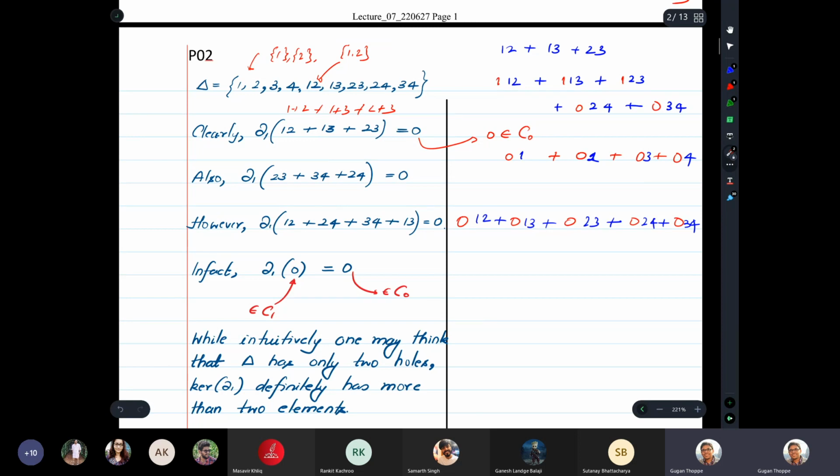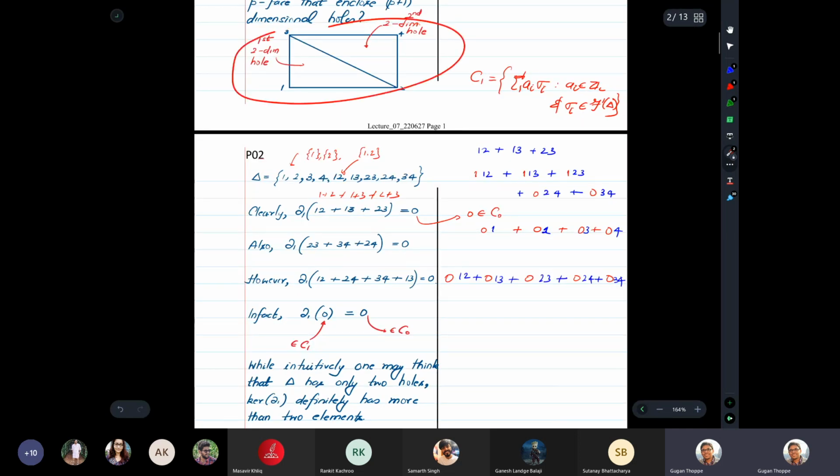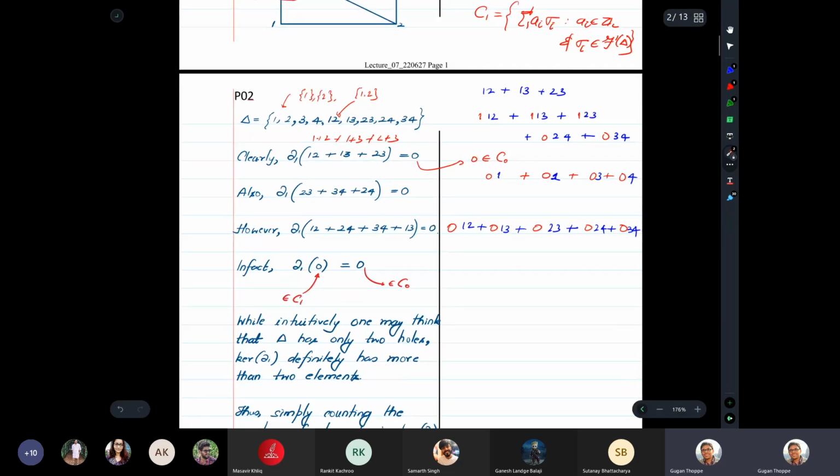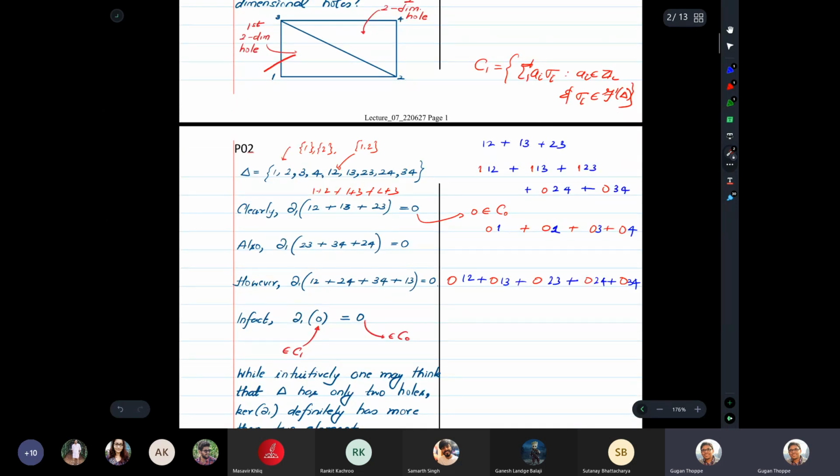As I said, at a level of intuition, one may believe that this simplicial complex over here has two holes. The first is over here and the second is over here. However, if you directly count the number of elements in the kernel of ∂1, clearly it has more than 2 elements. So if you want to count the number of holes in this simplicial complex, you cannot do a simple counting of the elements in the kernel of ∂1. That is the first issue.